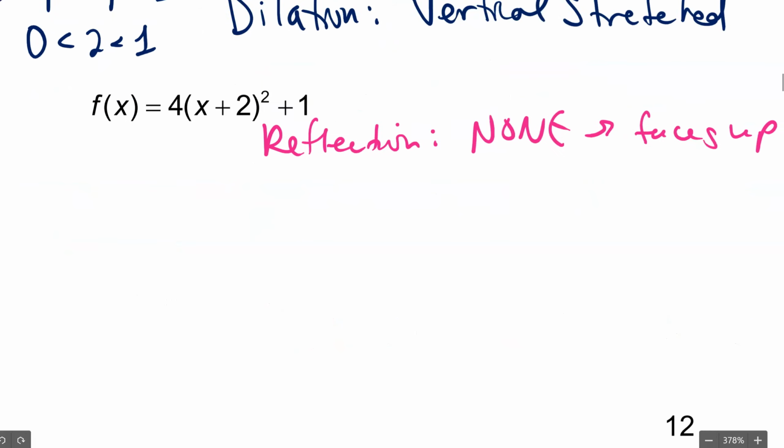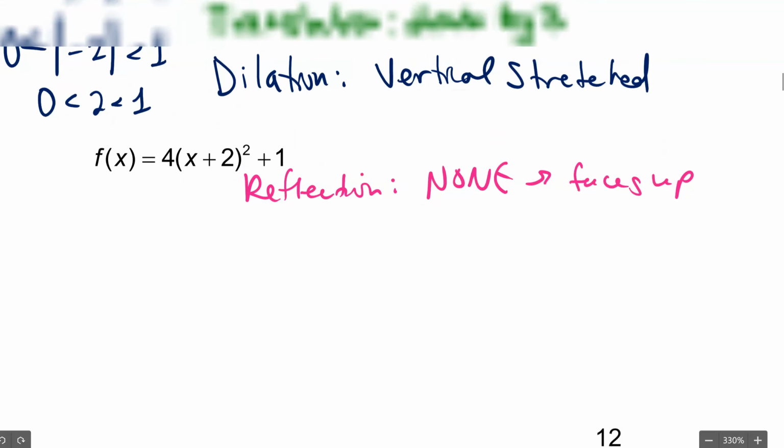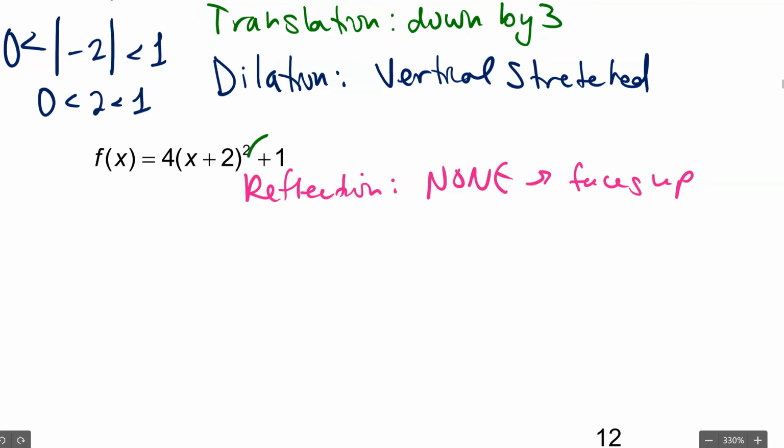Okay, my second one. I think I know it. Alright, so the +1 is a translation up of 1. So you're going to go up 1. The 4 is a vertical stretch. And the 2 in the parentheses is a translation of left 2, right? Left by 2, yeah. That's it.